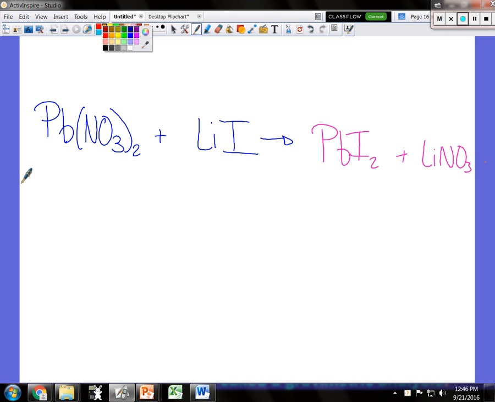Now, I gave you 2 rules a minute ago. Which rule does our first reaction apply to? All nitrates are soluble, so we're going to assign this an aqueous. Okay, what rule does our second one apply to? Group 1s. Okay. Now, let's go over to our last one, LiNO3. What does it apply to? Both rules. Okay, so it's definitely going to be aqueous, right?